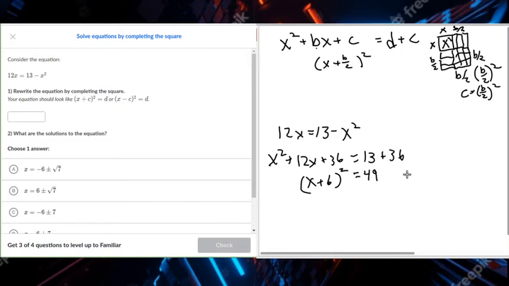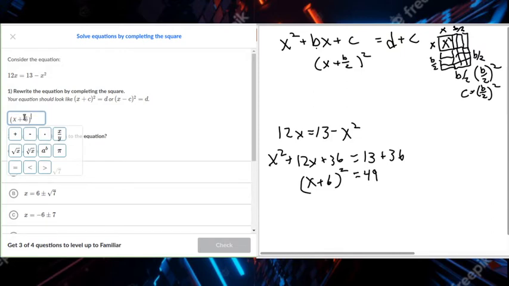squared. And now when I want to solve that, let me go ahead and fill in this first part of the question first. So we want everything to look like x plus c squared equals d. So we'll have that x plus 6 quantity squared is equal to 49. So that's the first part of our question. And the second we're going to have to solve.